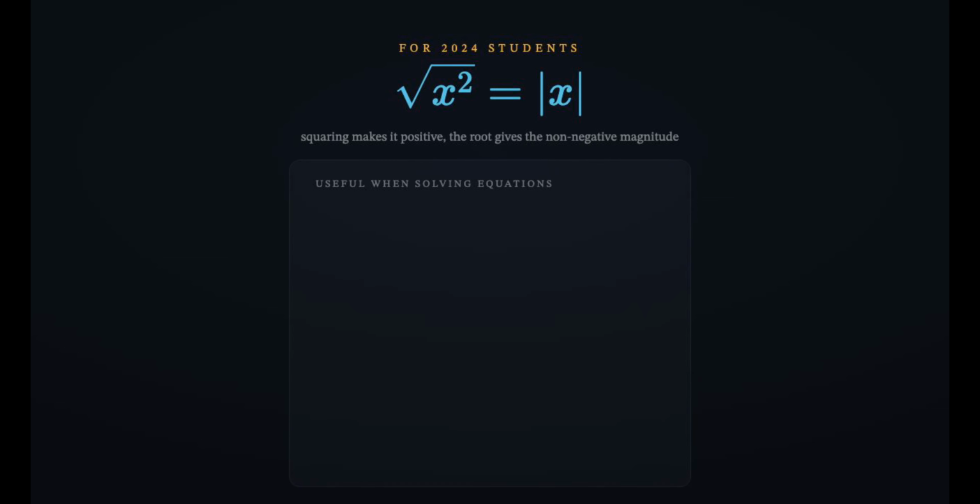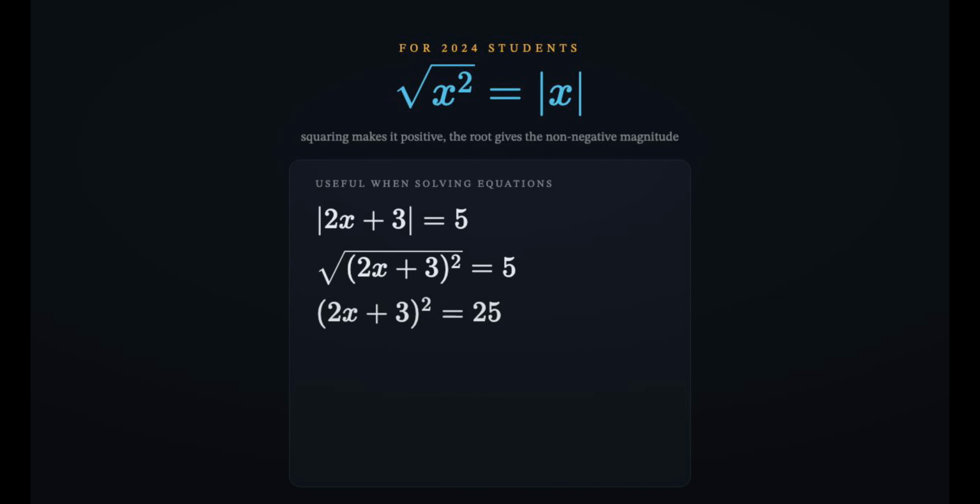For 2024 students, you also need to know the square root of x squared is equal to the absolute value of x. This is because squaring makes the value positive and then square rooting gives the non-negative magnitude. Even if you're a 2017 student, this is good to know because it is helpful when solving equations, like so. |2x + 3| equals 5. We can change that to the square root of (2x + 3) squared equal to 5. So (2x + 3) squared is equal to 25, and 2x + 3 is equal to plus or minus 5. Then solve 2x + 3 equals 5 and 2x + 3 equals negative 5 separately. You can jump to this step straight away when you're used to it.